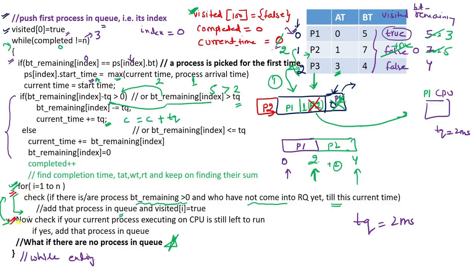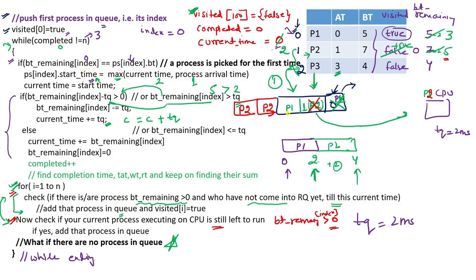And now come here. Just see, this process P2 was running here. Can P2 come here or not? Yes, P2 can come here, because its remaining time is still greater than 0. So here we will be checking if bt underscore remaining is greater than 0 for that particular process, or you can say for that index number process. Yes, it is greater than 0. So now we will take P2 here, inside this queue.